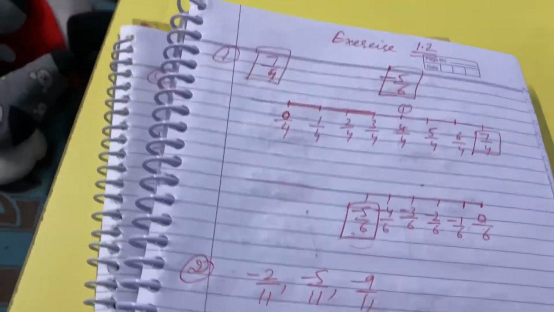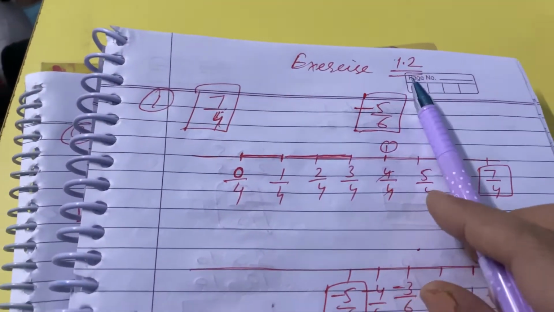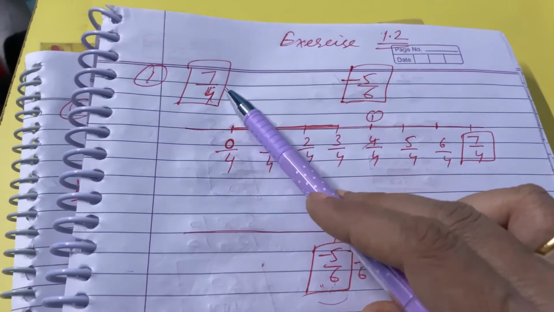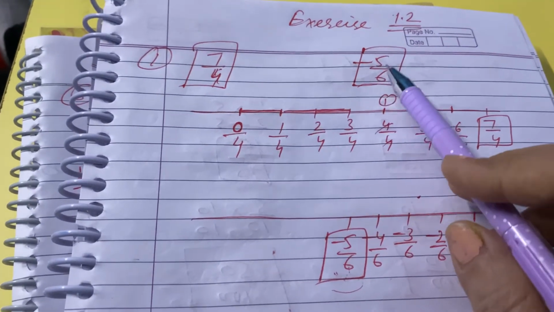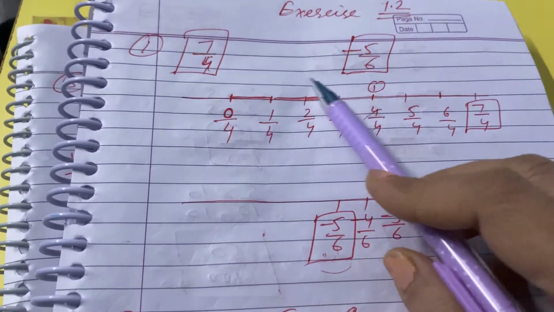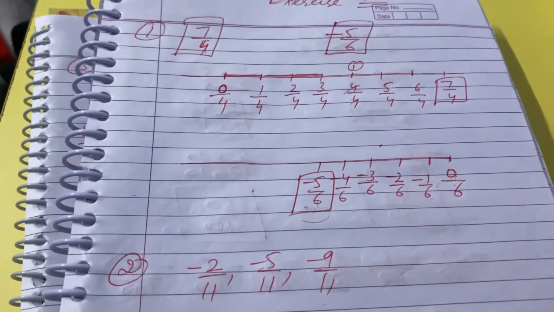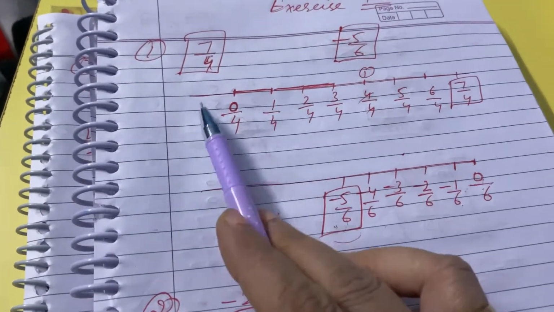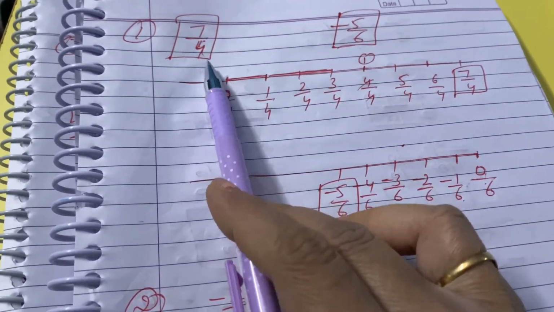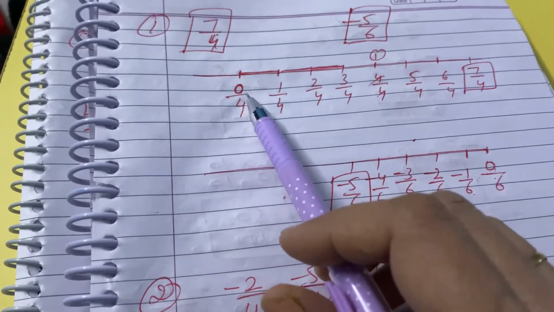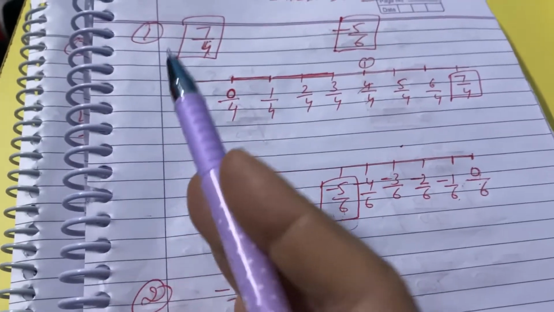Now guys, we will start the 1.2 exercise. So this is 7 by 4 and minus 5 by 6. We have to find the rational number between this and this, and we have to plot these numbers on the number line. So first of all, in order to plot a positive rational number on the number line, we have to take 0 at the left side.